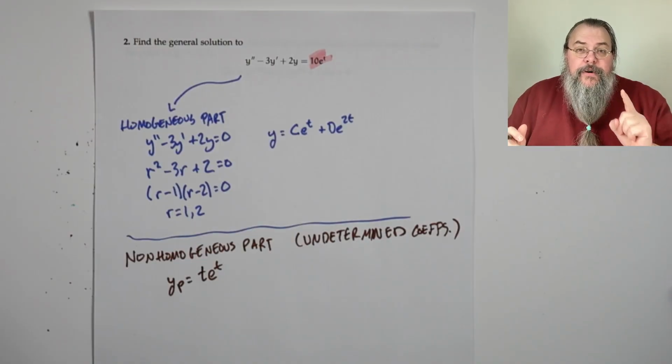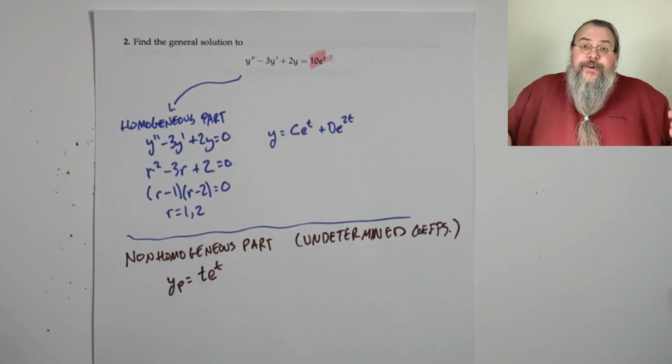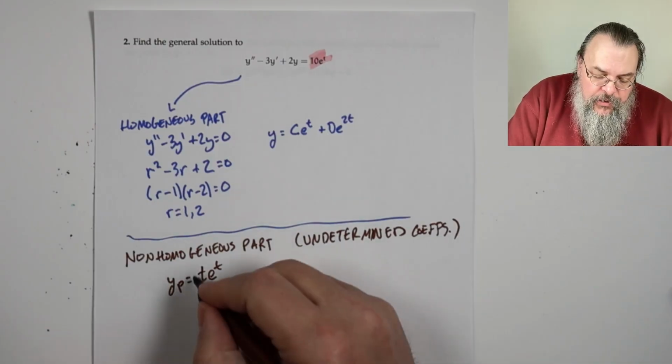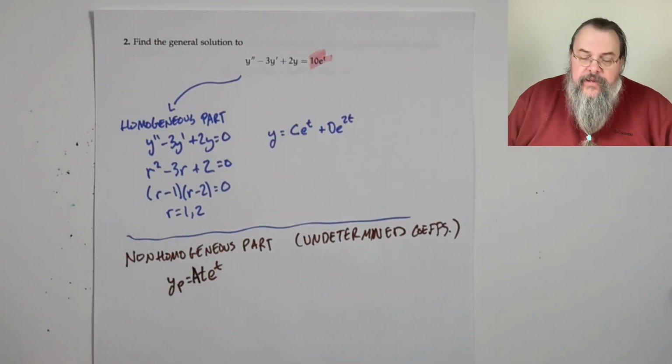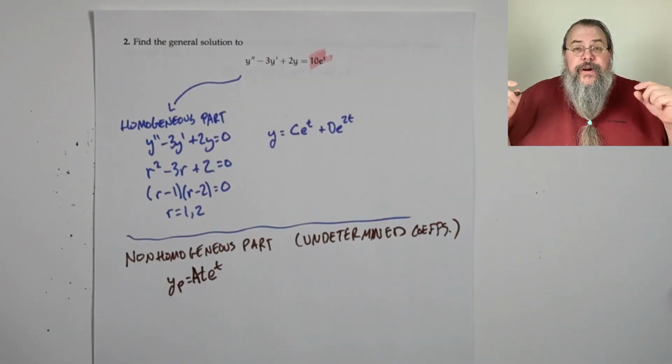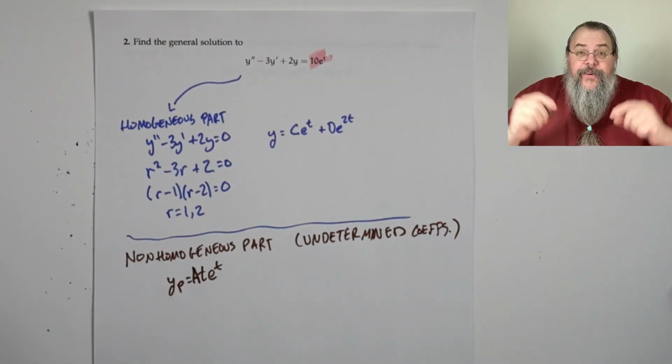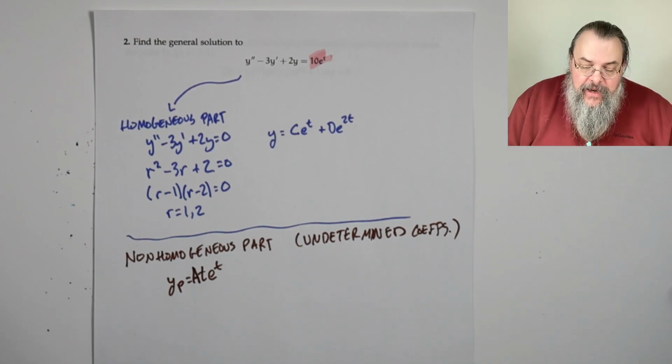However, we're missing one more part. This is the method of undetermined coefficients, so we need to have an undetermined coefficient. So we'll throw something in front. Let's throw in an a. So our goal is to find a. Okay, so how do we do it?